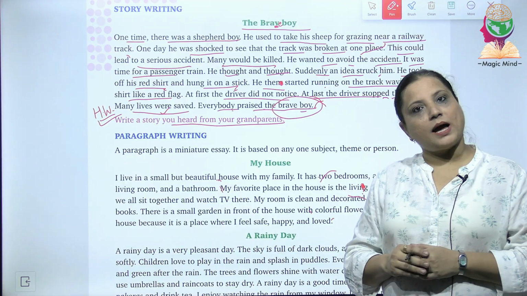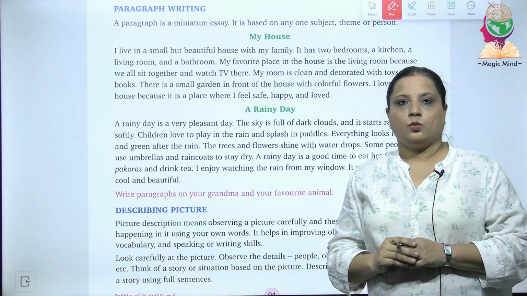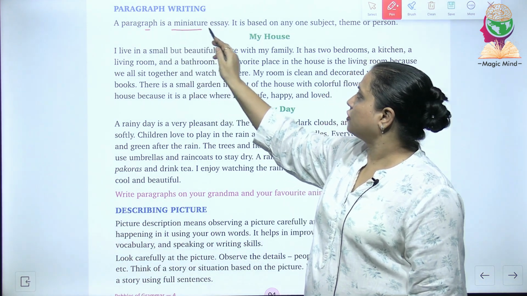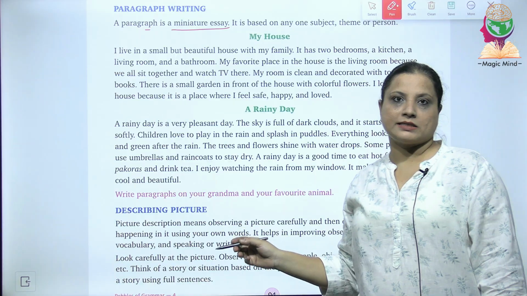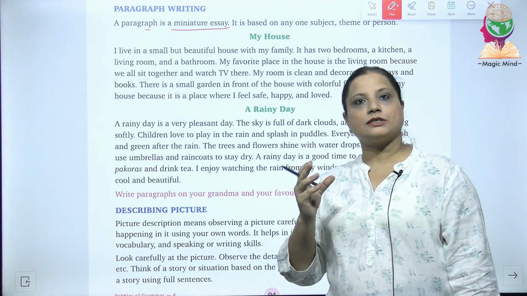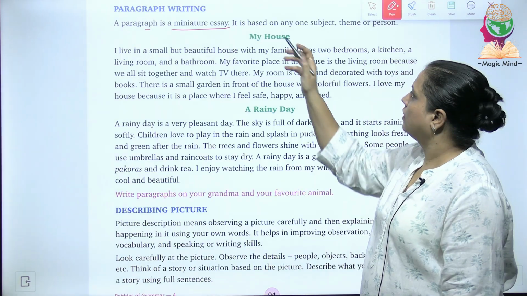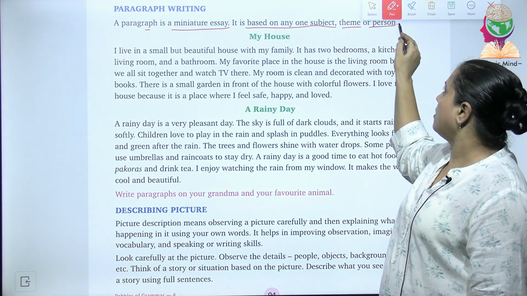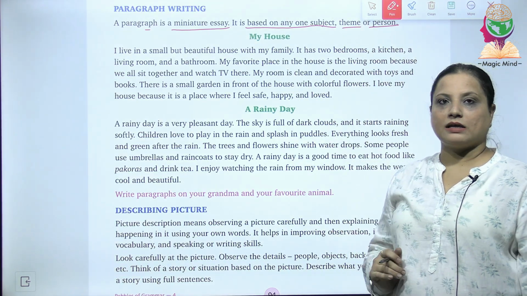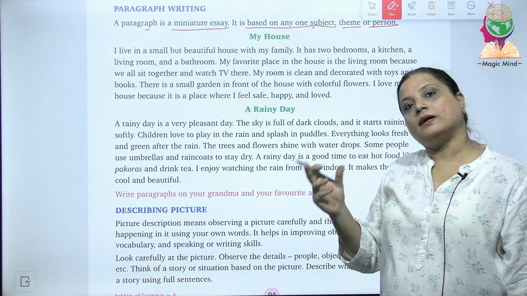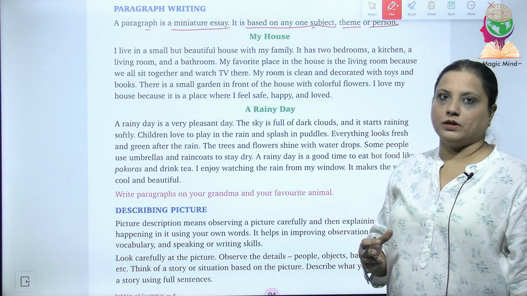Let's now move to paragraph writing. What is paragraph writing? A paragraph is actually a miniature essay. You can say it's a short form of an essay. It is written in short. It is based on any one subject, theme or person. So what is the paragraph related to? It can be on any one subject, any one topic or any one person.